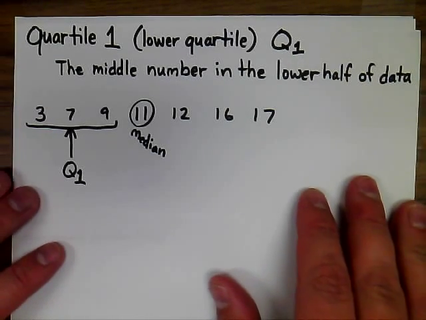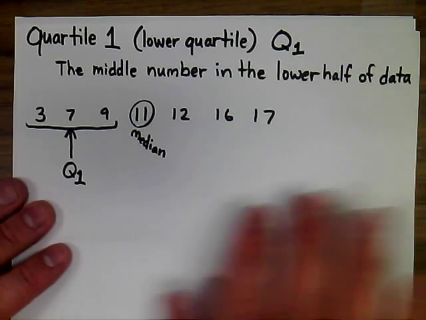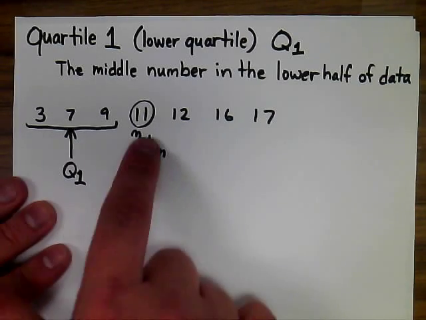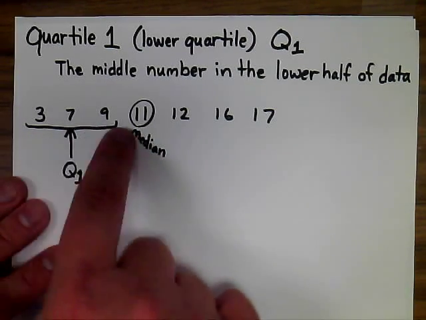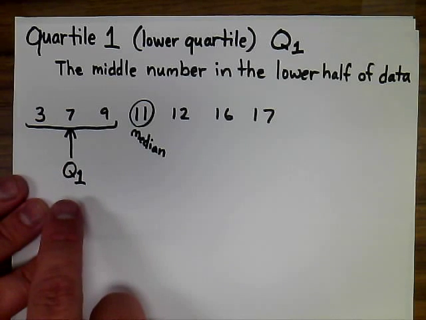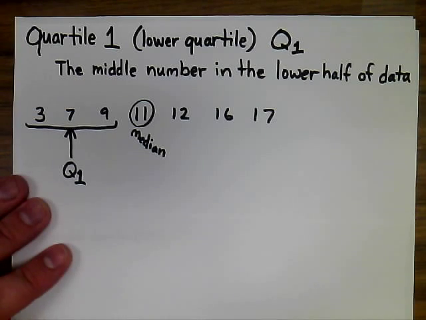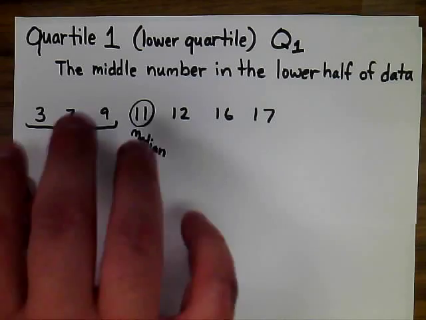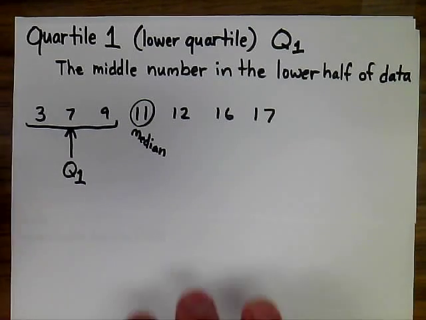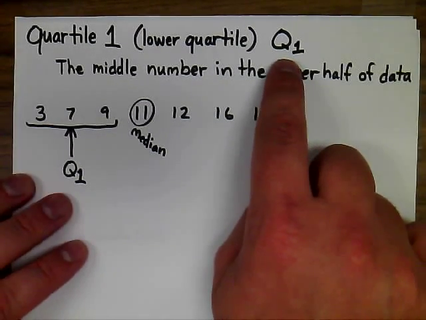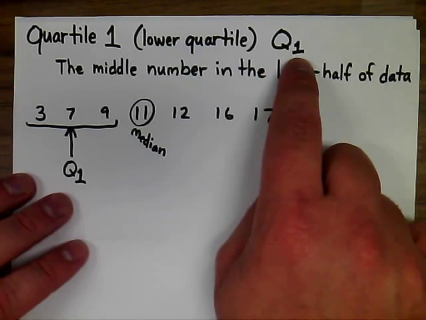Now, quartile 1, which is one of the vocabulary terms you're unfamiliar with, is also known as the lower quartile. And with this data set, you can see the median's been found, which means that 3, 7, and 9 constitute the lower portion of this data set. And quartile 1 would be the middle of that lower half of the data. So you can find quartile 1 by identifying the middle of the lower half of your data. You'll notice that quartile 1 can be written with a capital Q and a subscript 1 if you want to save time. And that's important for a formula I'm going to show you in a moment.